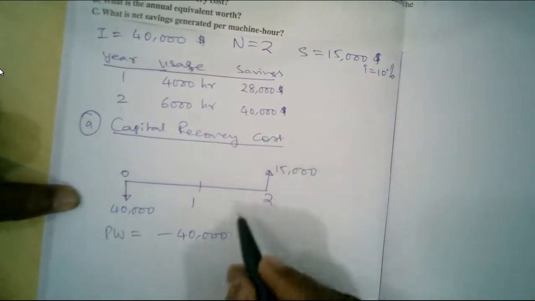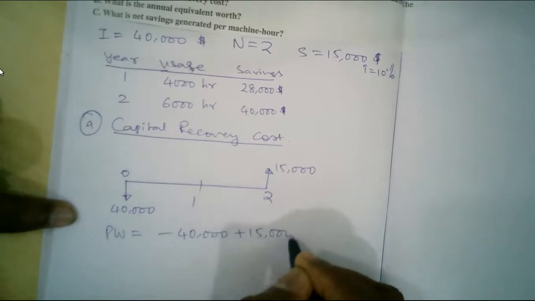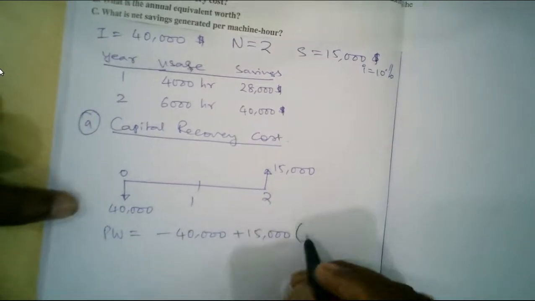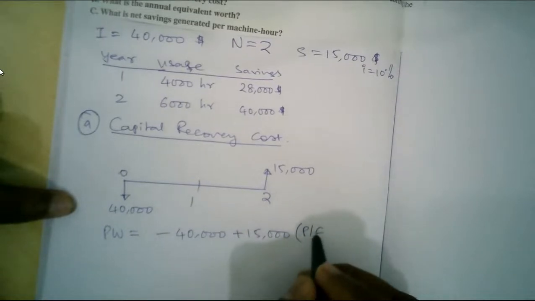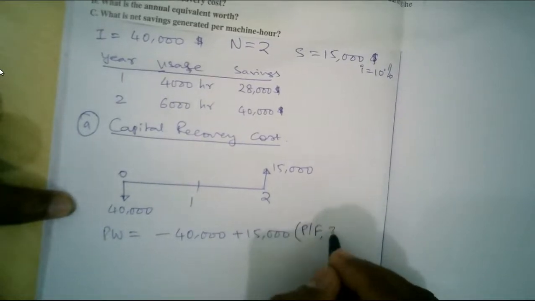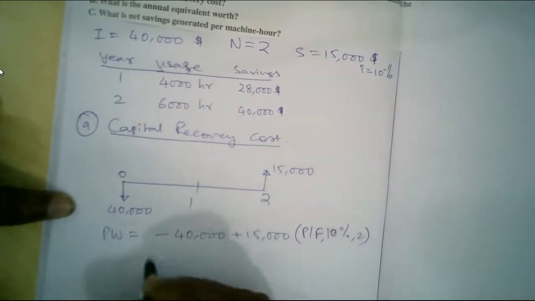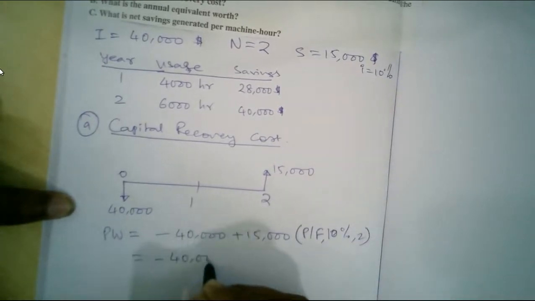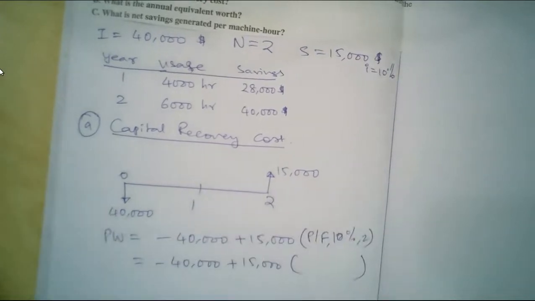Then this 15,000 is there, right? So I'll go for plus 15,000. Why plus? Because it is a salvage value, it is positive. And then here I will say P by F because the future value is given and I want the present value. Interest is 10% and 2 years. So minus 40,000 plus 15,000 multiplied by P by F, 10%.